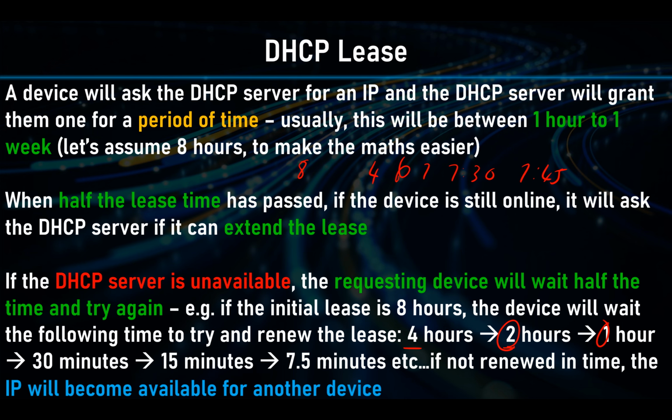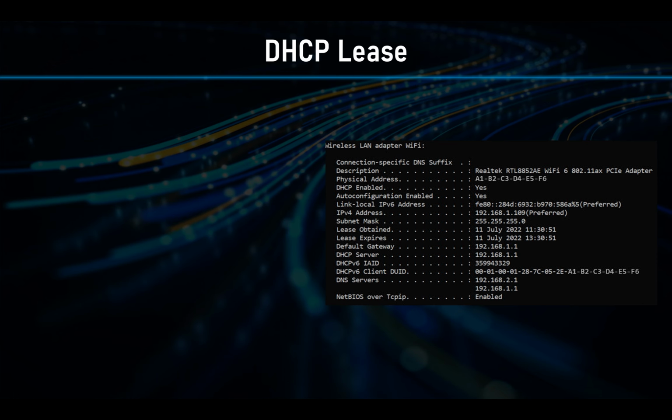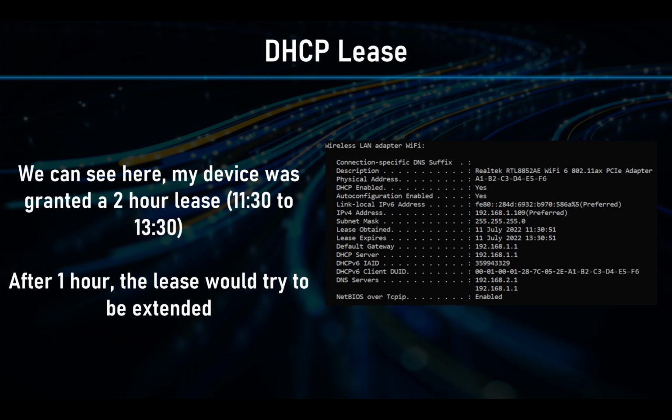This IP recycling, being used by one device and then being available for another device, is why it alleviates the IP version 4 shortage, since one IP can be used by multiple devices. To see an example, we can see here my device was granted a 2 hour lease, 11:30 to 1:30.